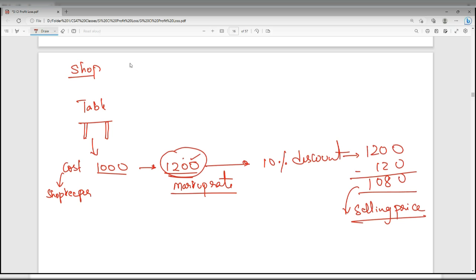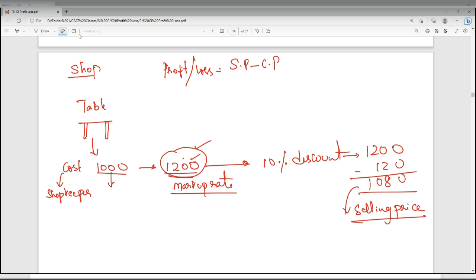This is the selling price, this is the markup price, this is the cost price. Okay. And what is profit or loss? The profit or loss formula is the selling price minus the cost price.